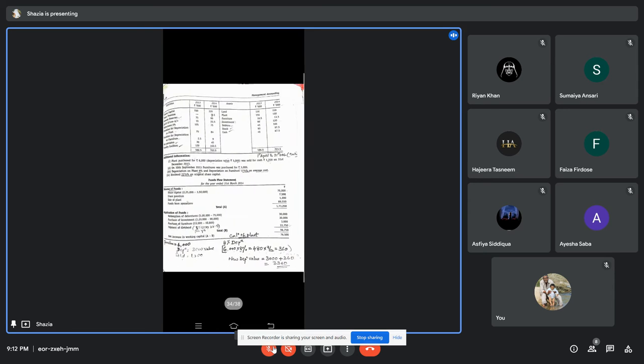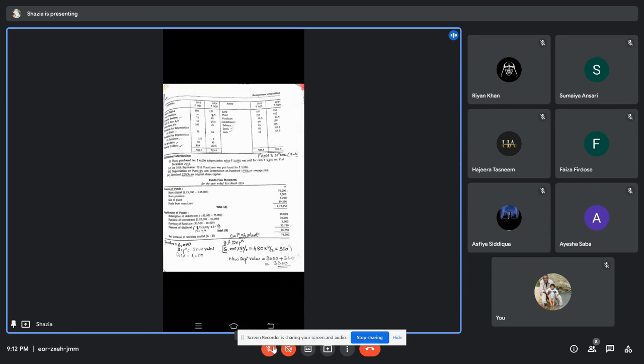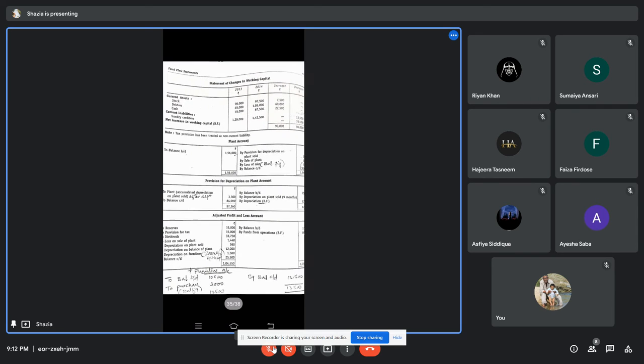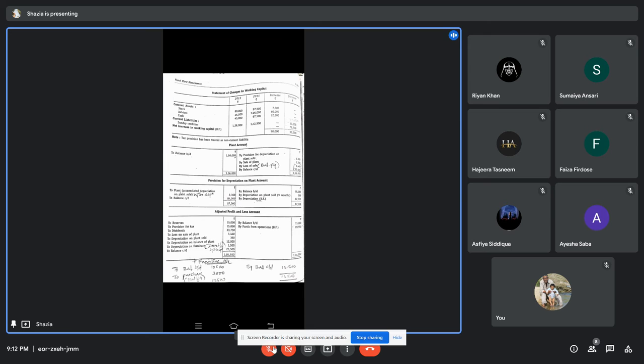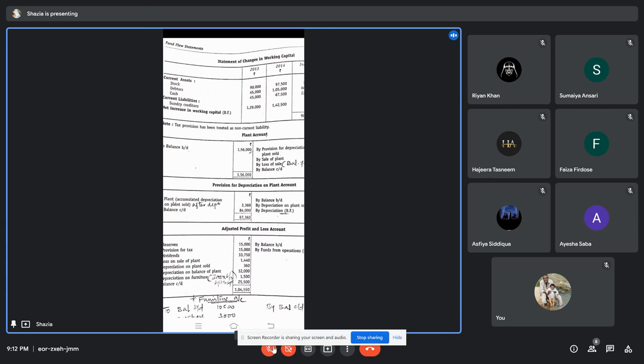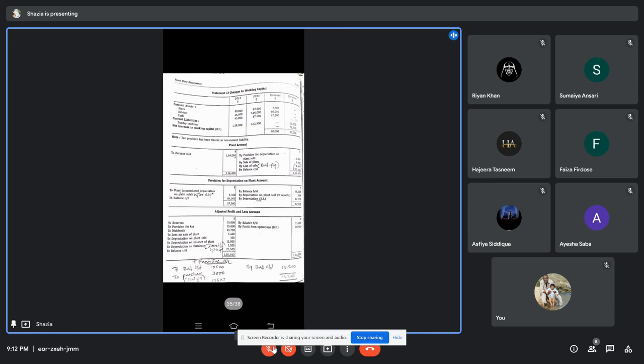Now I also told you that there is something called provision for depreciation on plant. They have the opening balances and closing balances. So for this you have to prepare a separate account. See, a separate account is prepared here: provision for depreciation on plant account. So for this, yes, now the opening balance will become the closing balance and the closing balance will become the opening balance. So here the balance carried down, 84,000, has come. This is the closing balance, 84,000. By balance brought down, it is 75,000.